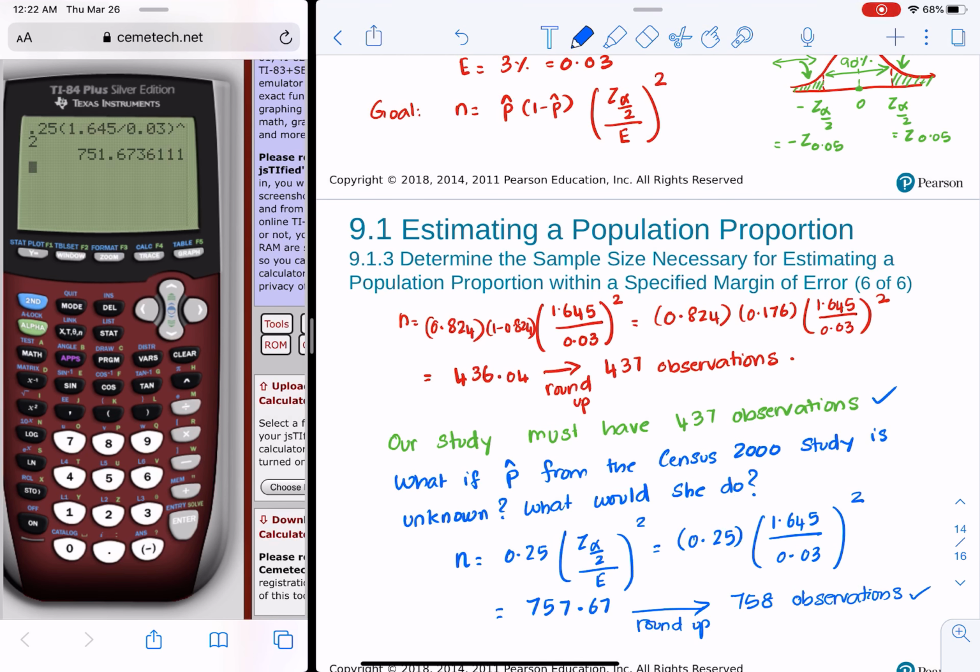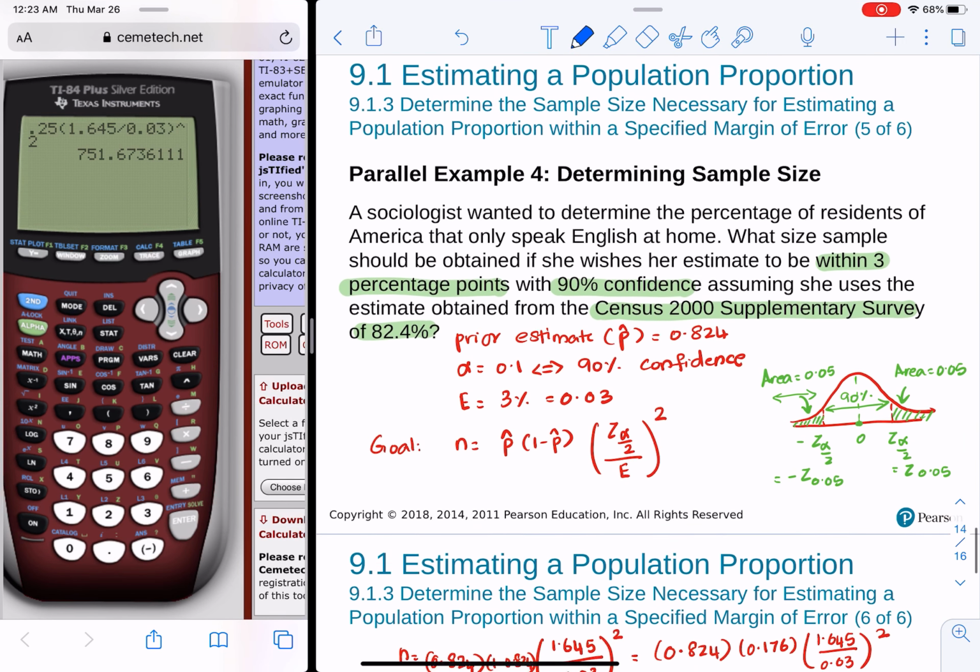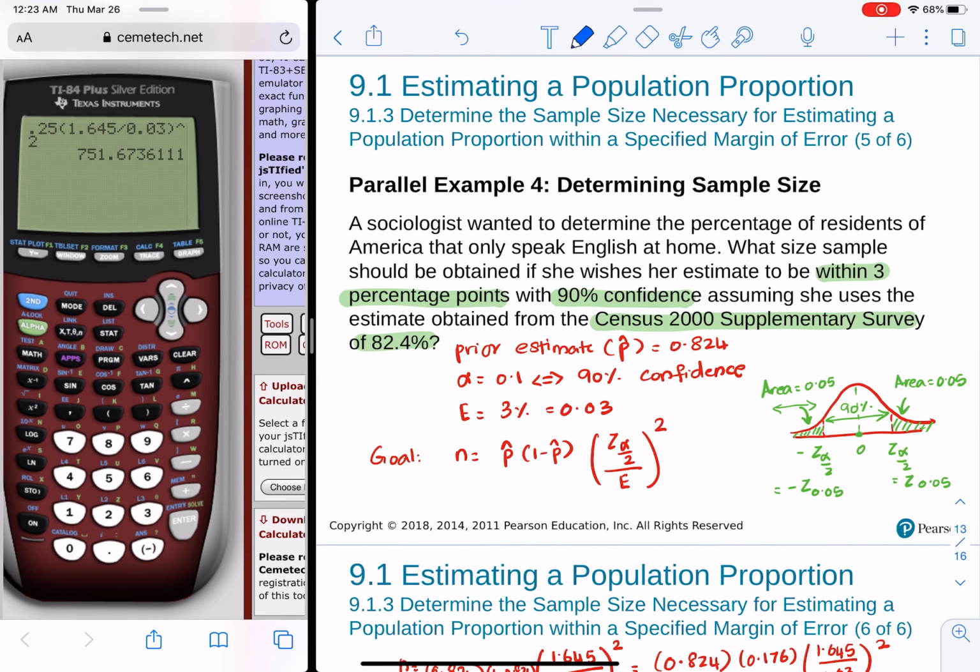Again, we don't imply that we need exactly 758 or 437. That is the minimum number of observations that we require in order to specify these conditions, 90% confidence and within 3 percentage points or 3% margin of error.